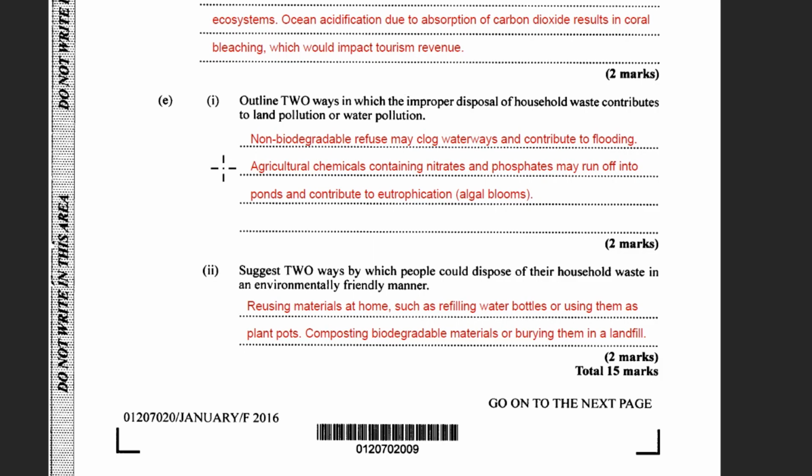Agricultural chemicals containing nitrates and phosphates may run off into ponds and contribute to eutrophication. This is algal blooms. This could also be due to the runoff of sewage, the improper disposal of sewage. But basically what happens here is that the algae overgrows and uses up the oxygen in the water, causing the other organisms to asphyxiate, and you wouldn't get anything else really surviving in there. Eventually you're going to get a buildup of bacteria that's going to use up even more oxygen in the water.